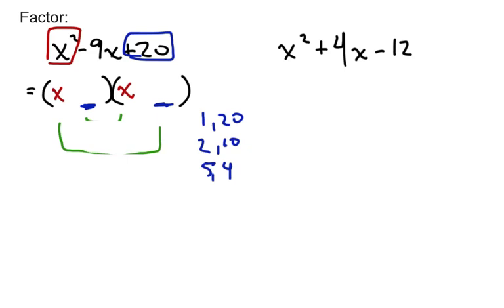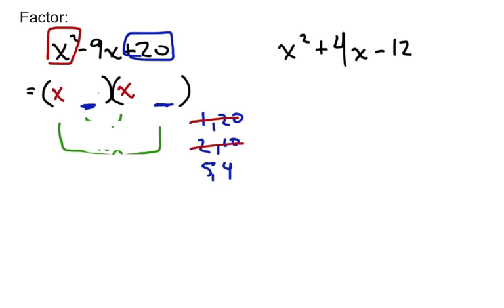So we pick another one. It's not going to be 1 and 20. Maybe it's going to be 2 and 10. When we do outsides, that'll give us 10x. And the insides will give us 2x. 2 and 10 can't make a 9. So that means that 2 and 10 are not going to be our numbers.